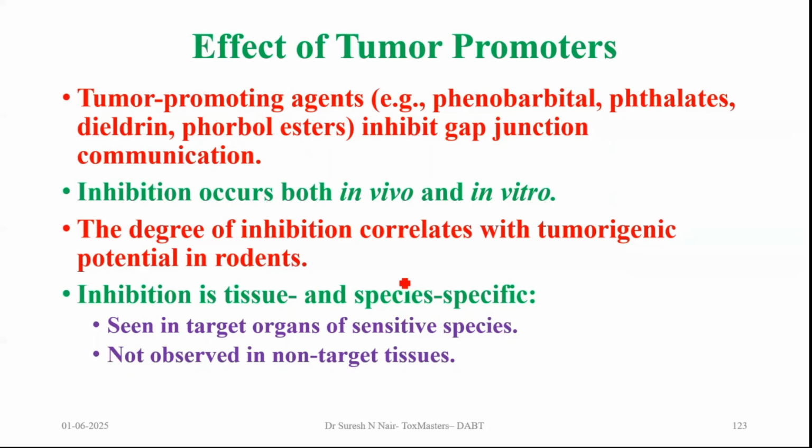Okay, and it is not observed in the case of non-target tissues, say, for example, the skin cells or bone cells. Such a phenomenon is not there. The gap junctions are not that obvious in those cells. So the mechanisms of carcinogenesis mediated through the gap junction do not exist, or they do not have any significant role in such tissues.